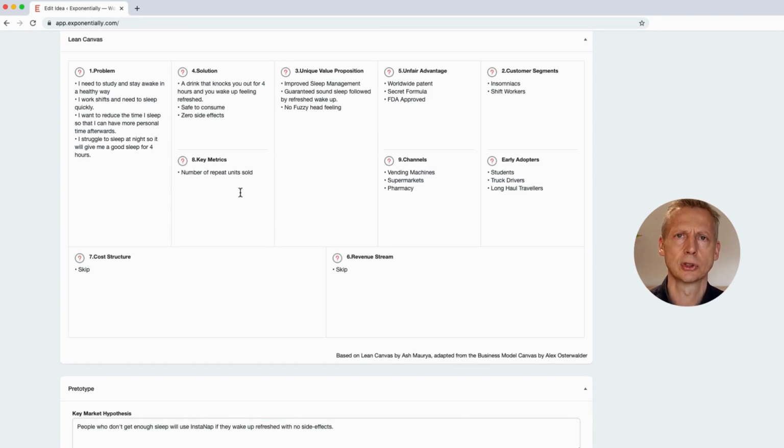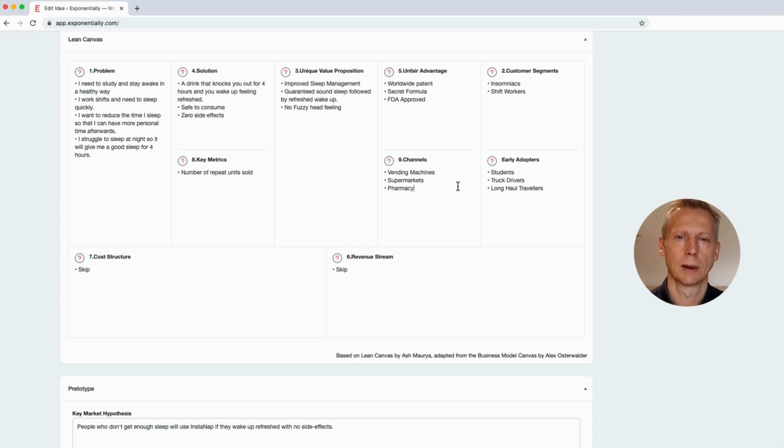So, there's many versions of what you could do here, but that's one I would choose. And then lastly is the channels. What is the clever way you can get to these customers and get to these early adopters? So here you could put vending machines up, for example, at universities. You could sell this in supermarkets to get to your customers. You could put it next to a competitive product at a pharmacy, for example.